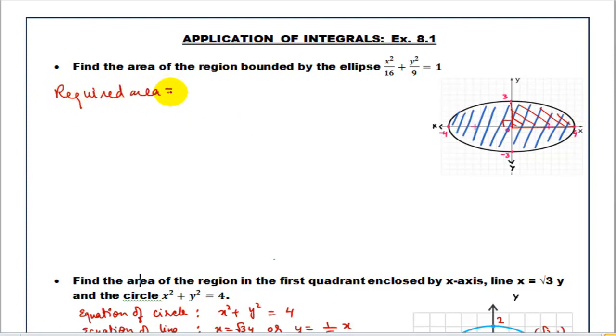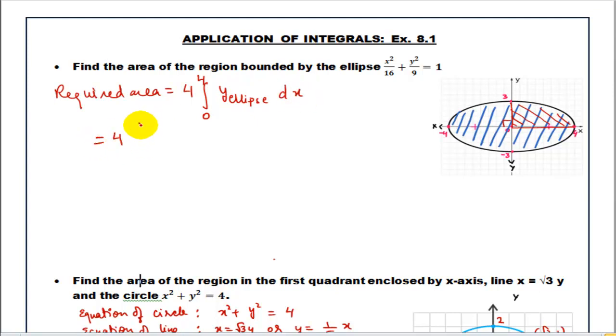4 times, because we have to evaluate the entire area, so we are going to multiply this with 4. So 4 times the integral within the limits 0 to 4, and because we are taking limits in terms of x, the curve should be written in terms of x. So we are going to simplify this equation and write y in terms of x. So the y coordinate of the ellipse we have to write in terms of x.